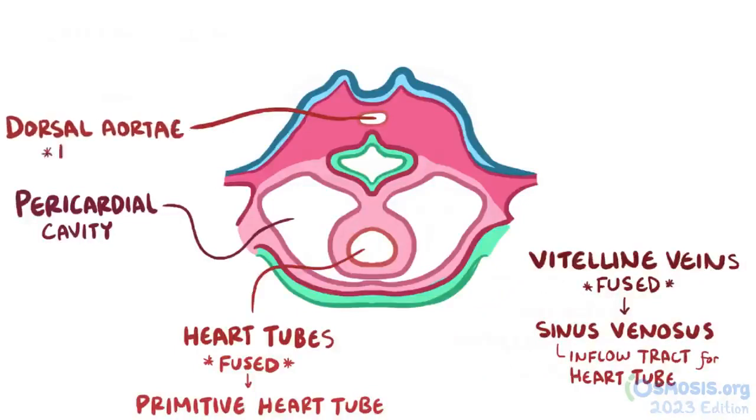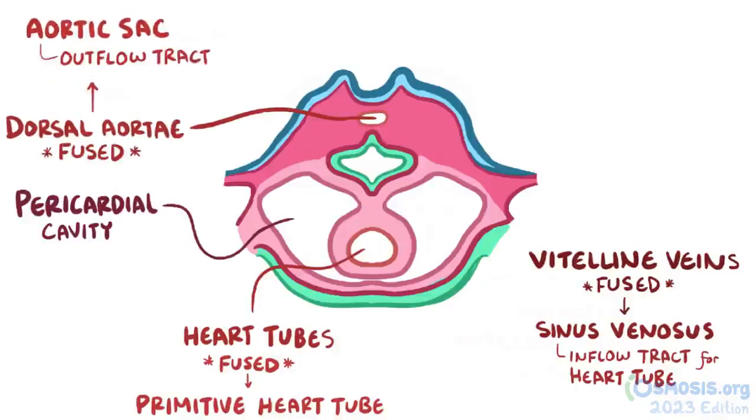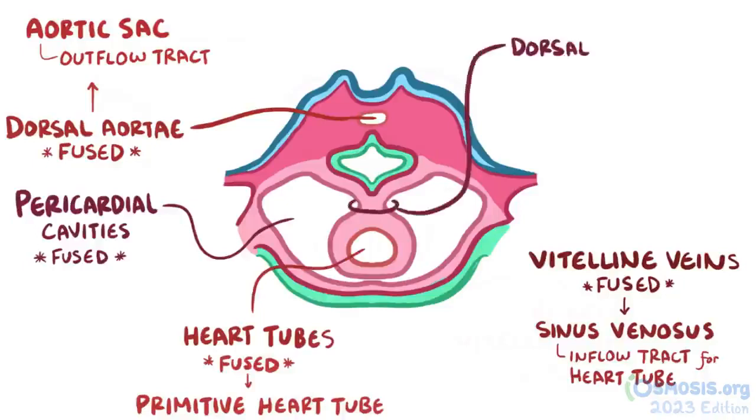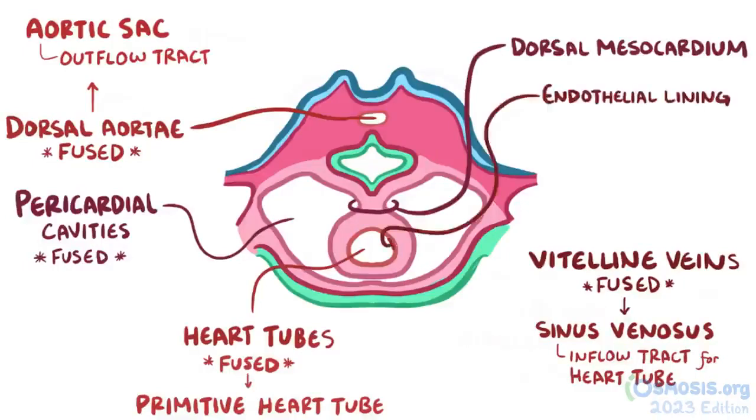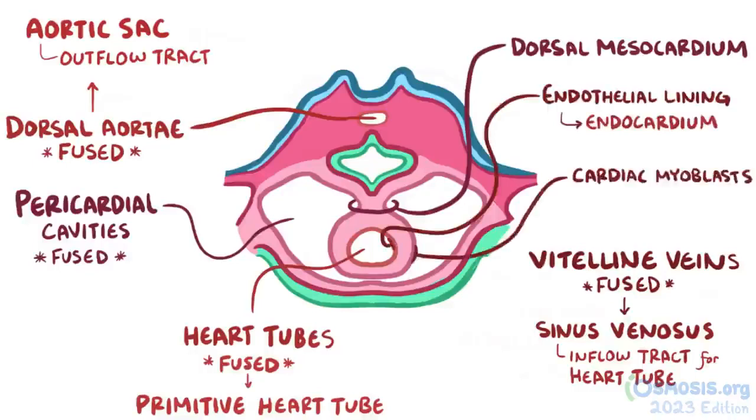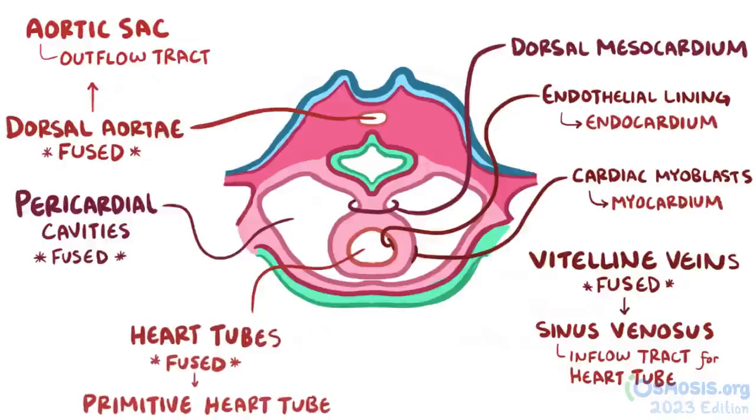Similarly, the two aortae fuse to form the aortic sac, which is the outflow tract of the heart tube. The two pericardial cavities also unite around the heart tube and form the singular pericardial cavity. The heart tube stays attached to the back wall of the pericardial cavity by a sheet of mesoderm called the dorsal mesocardium. The heart tube itself has two layers, an endothelial lining on the inside, which turns into the endocardium, and cardiac myoblasts on the outside, that give rise to the myocardium.